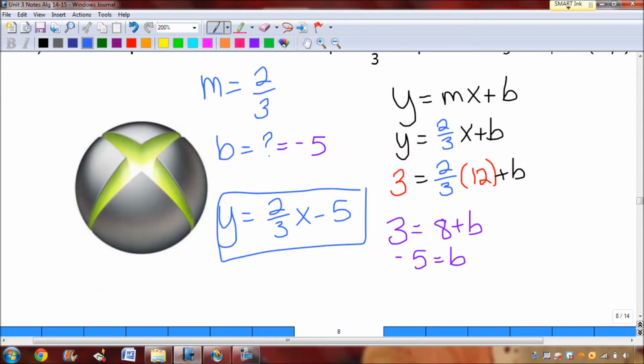Now I have one variable to solve for. 2/3 of 12 is 8. So you get 3 equals 8 plus b. Subtract the 8 from both sides, you get -5. Now b is no longer a mystery. It's -5. So your equation is y equals 2/3 x minus 5.